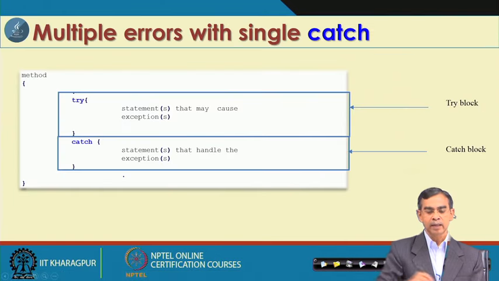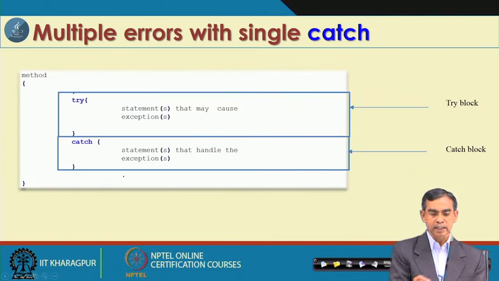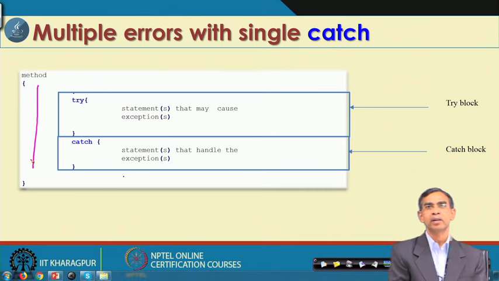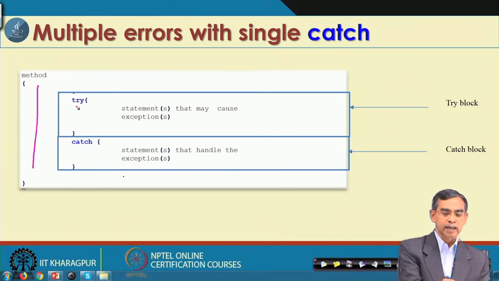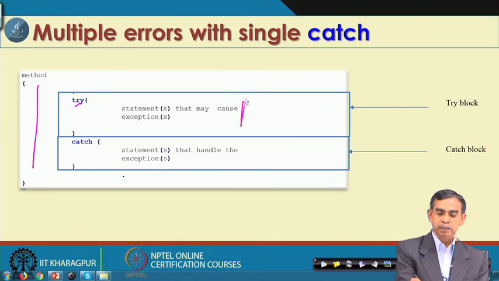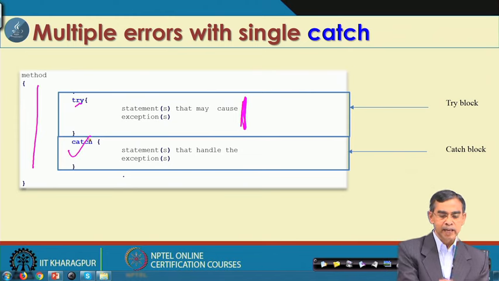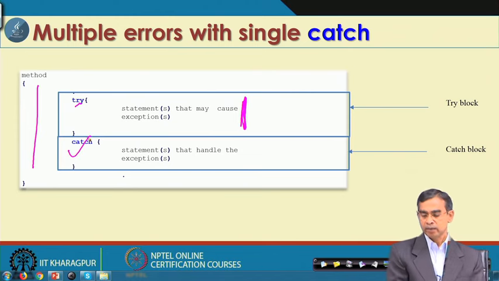So, here is the concept. This is the method where the exception may occur, and then this is the try. In this part many errors may occur as in the last example that we have discussed, but there is one catch that can handle whatever exception there is.